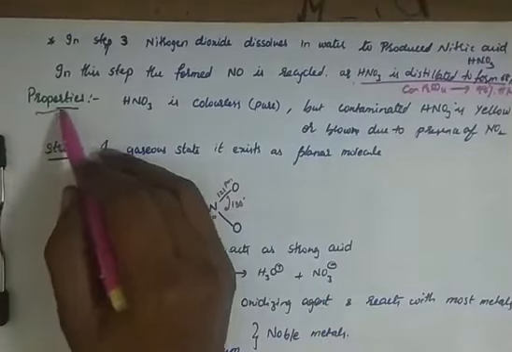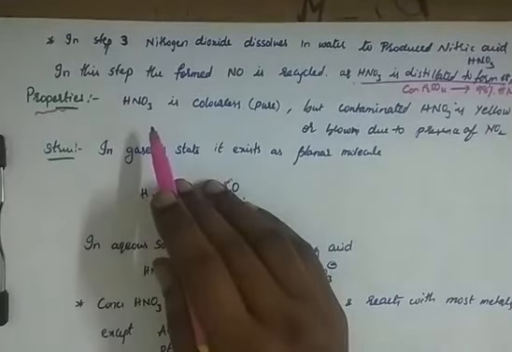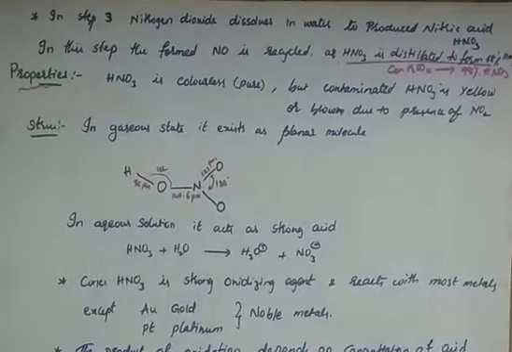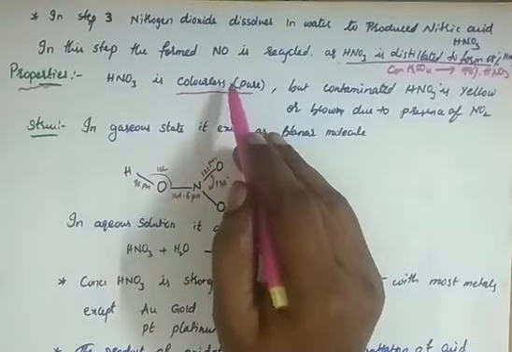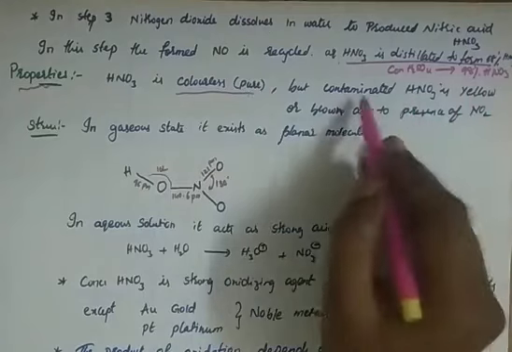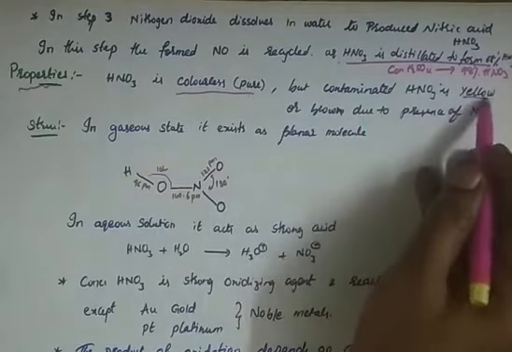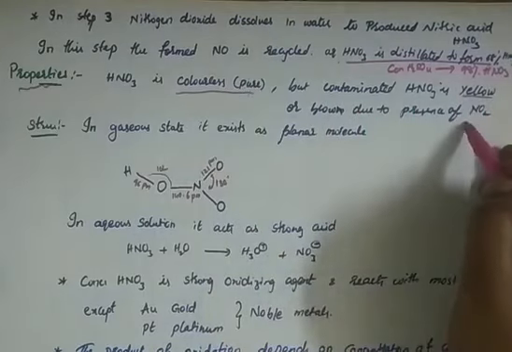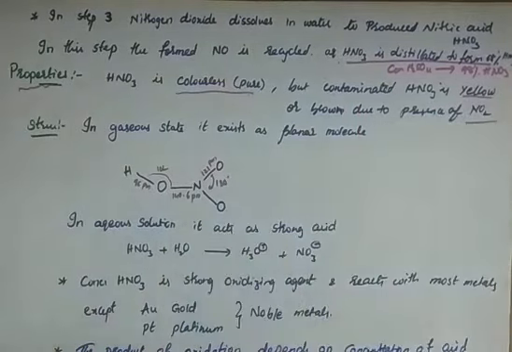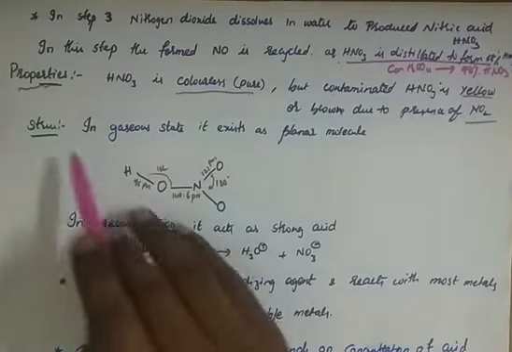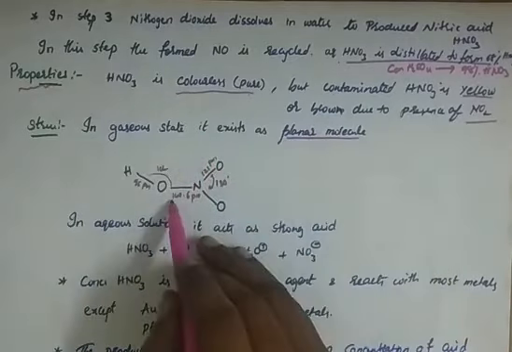Now the properties. What are the different properties of this HNO3? It is a colorless compound in the pure condition, but when contaminated it gains a yellow or brownish color due to the presence of NO2. If it contains NO2, it will gain the color. If not, it is colorless. Now the structure. In the gaseous state, it is a planar molecule.